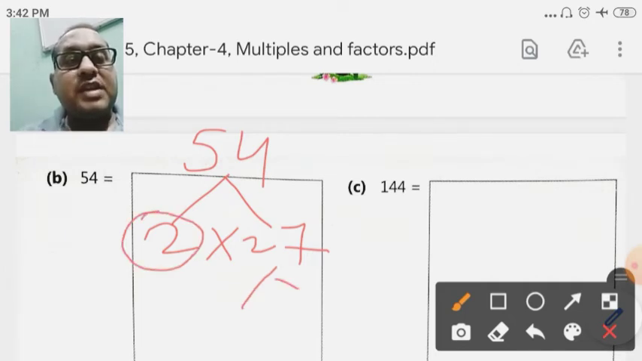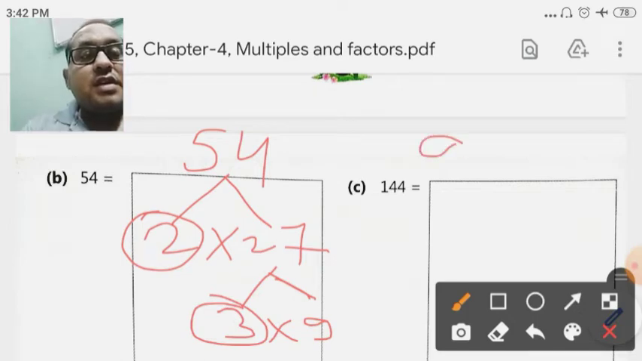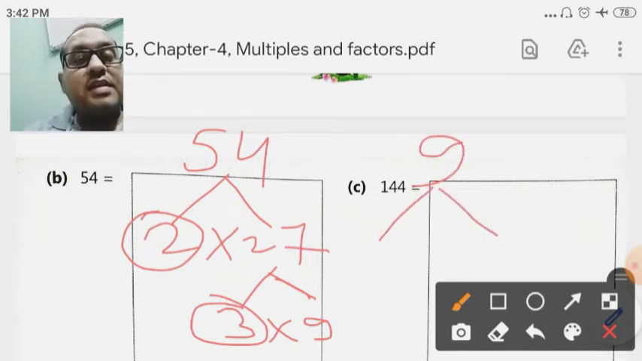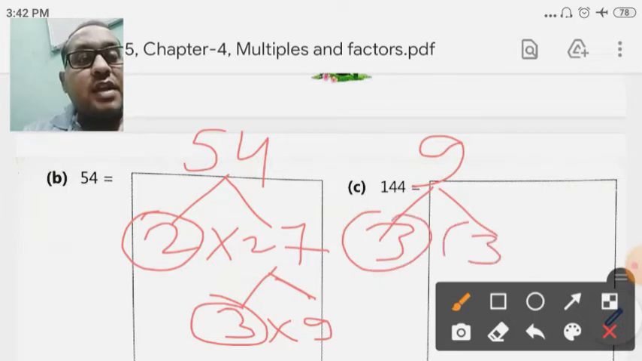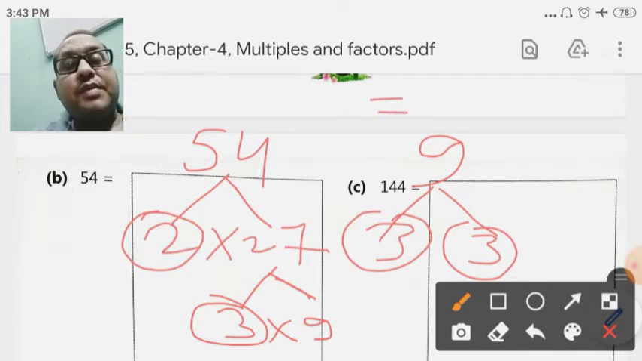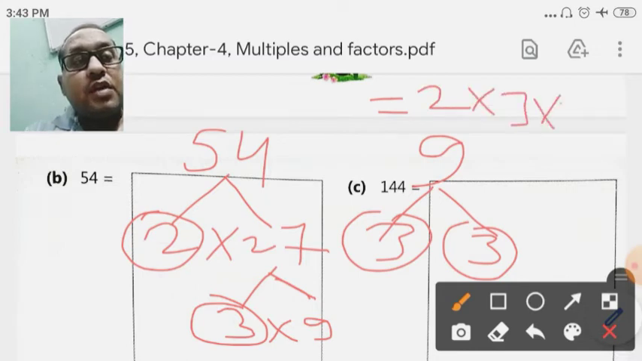Now we have to expand the second one, which is 27. 27 is not divisible by 2, so it must be divisible by 9. So 3 into 9. Now 3 is a prime number, so leave it. Now we have 9. What are the factors of 9? 3 and 3, so 3 times 3 is 9. So these are all prime numbers. The prime factorization of 54 according to the factor tree method is 2 into 3 into 3 into 3, which is equal to 54.